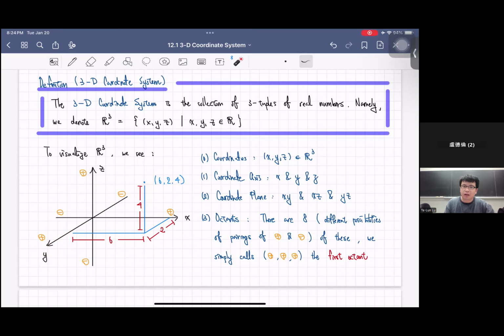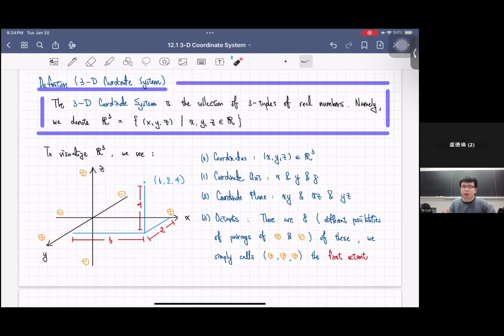Right. Let me introduce some notation first, and then we can go back to this diagram. For a point, the coordinates (x, y, z) belong to R3. R3 is simply the three-dimensional coordinate system. Now you have three different coordinate axes, x, y, and z. Again, this is plus, this is minus, this is plus, this is minus, this is plus, and this is minus.